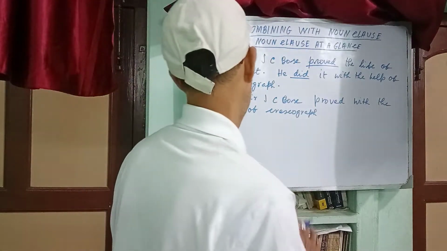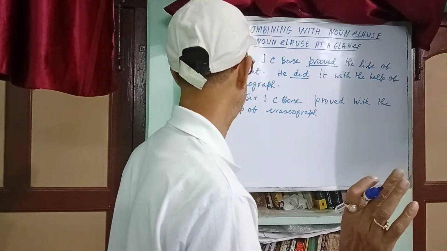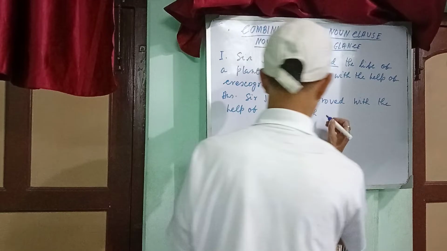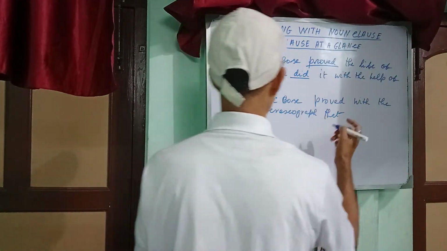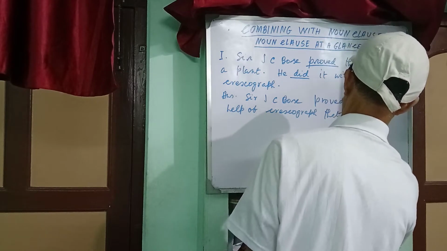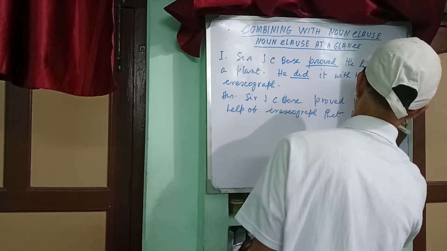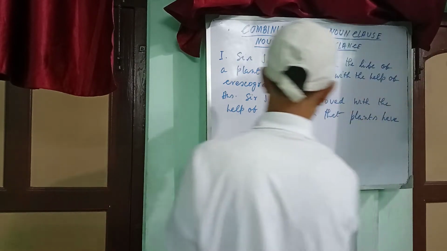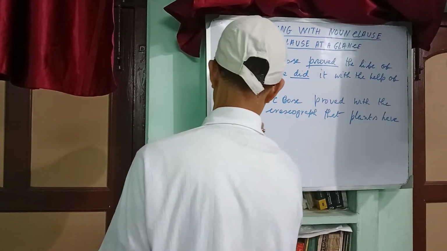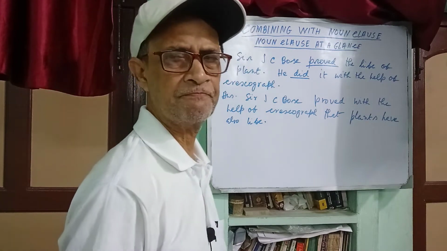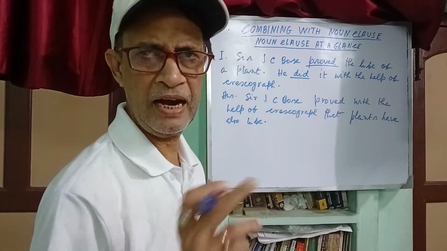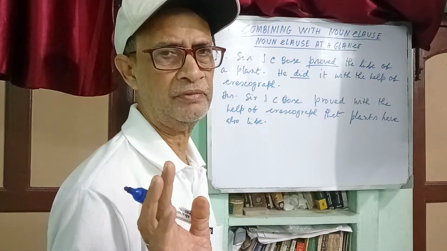Clear? Sir Jesse Bowles proved with the help of crystallograph that plants have also life. Plants have also life. Now let us analyze the sentence for your understanding.